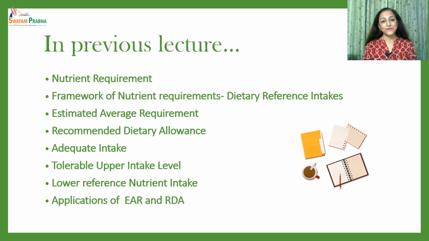In the previous lecture, we had studied about the concept of nutrient requirement, and then we studied about the framework of nutrient requirements, that is, what are the dietary reference intakes. And then under this, we studied what is the meaning of EAR, that is estimated average requirement. Then we studied about recommended dietary allowance, that is RDA. Then we studied about adequate intake, that is AI, tolerable upper intake level, TUL, and along with that we studied the concept of lower reference nutrient intake, and we also studied what are the applications of EAR and RDA.